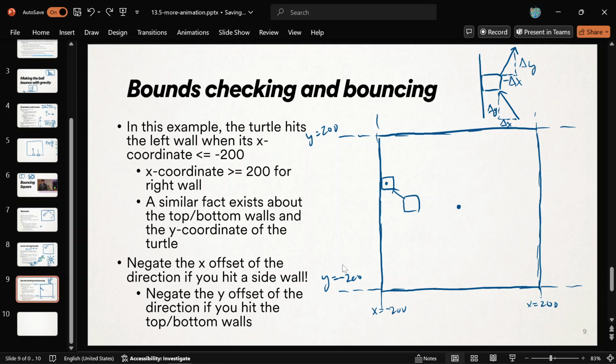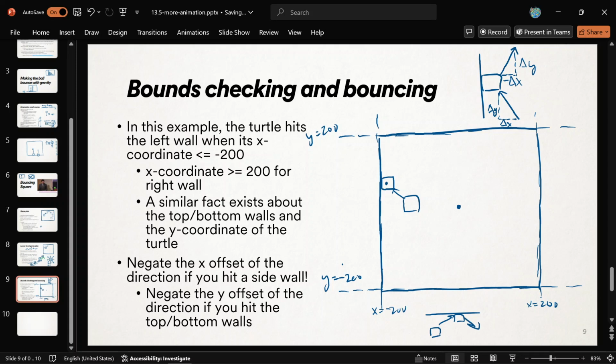And the same thing is going to be true for the top and bottom wall. So I think you can imagine the right wall is going to be very similar to this picture. The top and the bottom walls are also going to be similar. So let's say that we were coming in like this, and here's my box. Hit the wall just like that, and we got to bounce it off in that way.